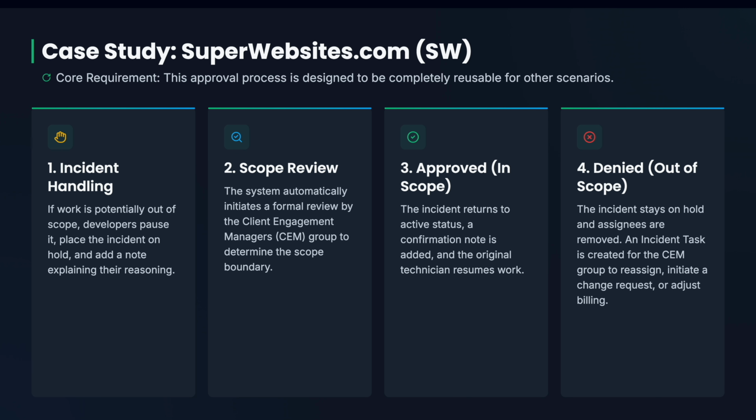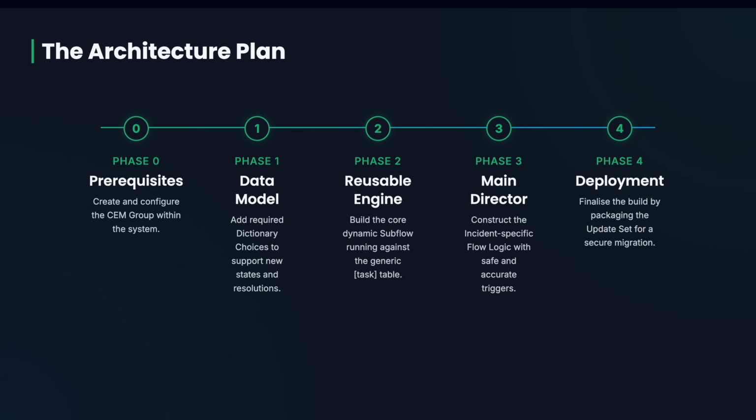Here is a real-world case study for superwebsites.com, a web development agency. As you can see, the flow is initiated when a developer pauses any incident they believe might be out of scope. This then goes on to trigger a scope review request by the Client Engagement Managers group. Now, if they approve the scope, then the developer resumes work. But if they reject it, the ticket stays on hold and a new subtask is to be created for the CEM group to handle the next steps.